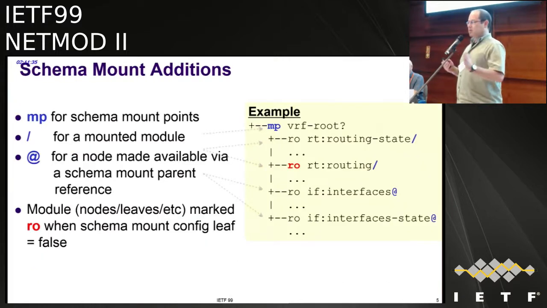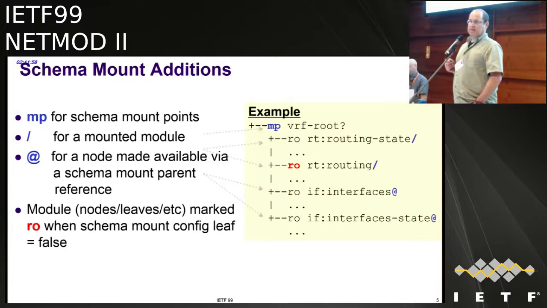So I'm moving on to the schema mount additions. What we came up with is that for a mount point, we use MP. Pretty straightforward there. For a mounted module, / sort of like what you see as a directory in ls -F, and an @ sign for a parent reference, sort of like a link.